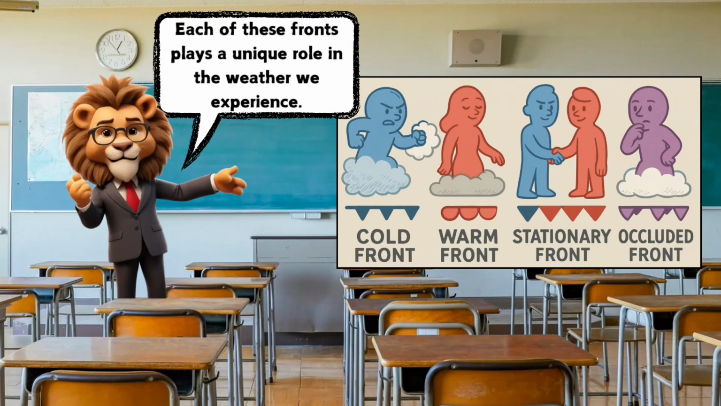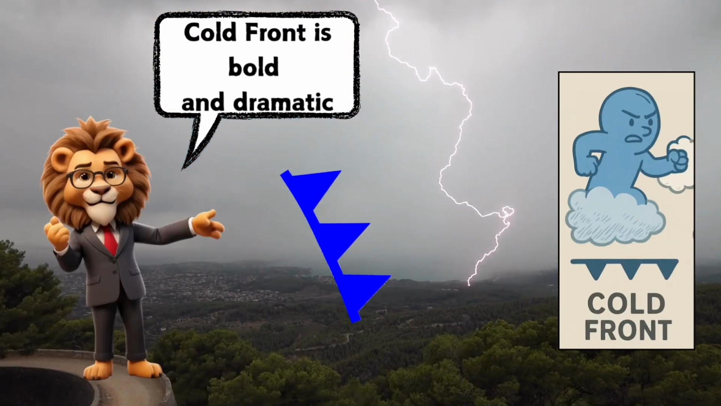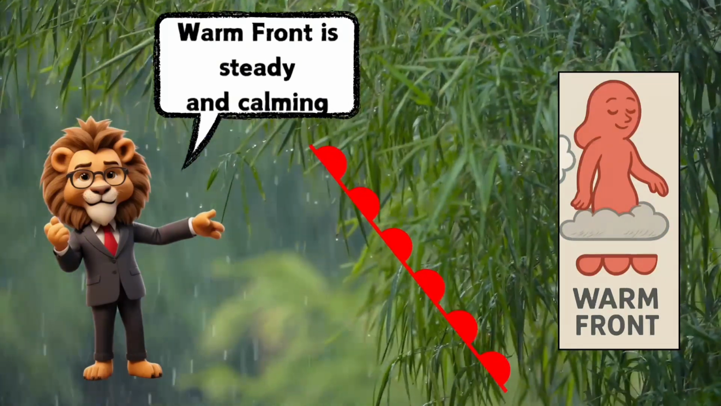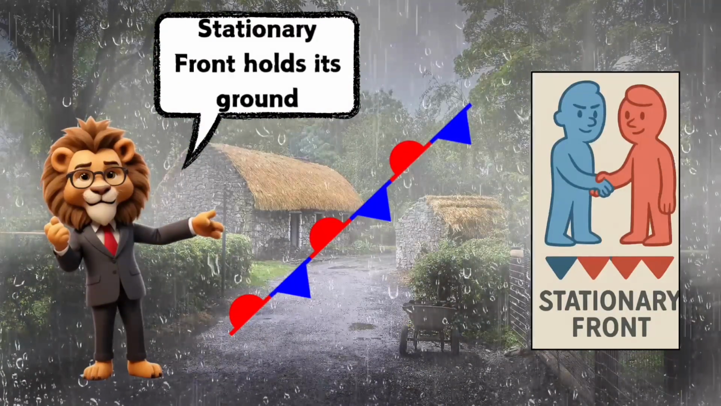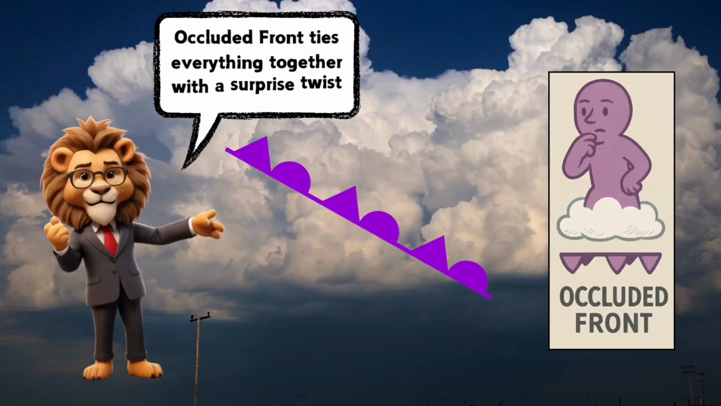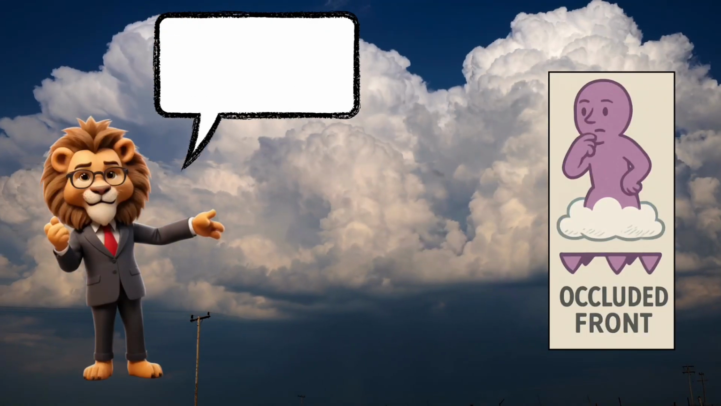Each of these fronts plays a unique role in the weather we experience. Cold front is bold and dramatic. Warm front is steady and calming. Stationary front holds its ground. And occluded front ties everything together with a surprise twist.